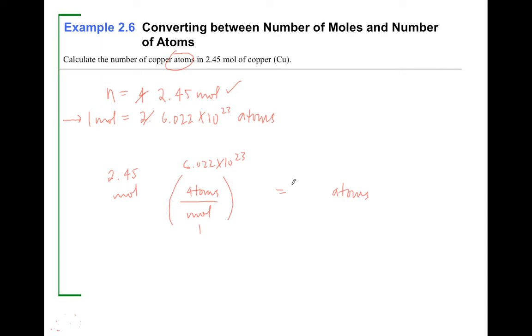Yeah, and that's going to give us 1.4753 times 10 to the 24. Okay, now we got to go back. Last thing we do is we say how many sig figs. This one's got 3 sig figs. This has 4 sig figs. And so this is going to have 3 sig figs. So this is going to be reported as 1.48 times 10 to the 24.